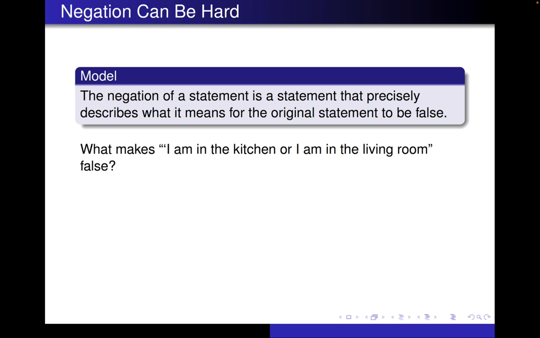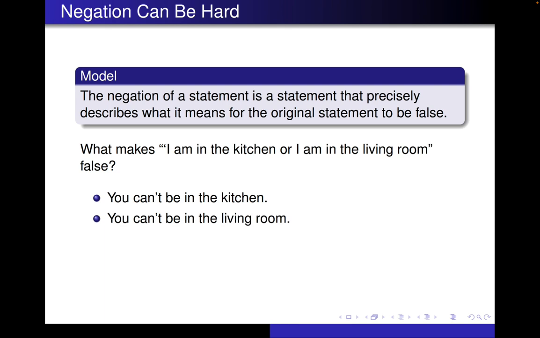So the question is, if I'm to describe what it means to be false, well, it's going to be true when one of those is going to be true. So for instance, if I'm in the kitchen, then the original statement is going to be true. So if that statement has a chance of being false, I can't be in the kitchen, right? If I happen to be in the living room, and I don't even care what's going on in the kitchen, if I'm just in the living room, then that original statement is going to be true. So if I want to say what it means for that statement to be false, I can't be in the living room either. So I can't be in the kitchen, because if I were, that statement's going to be true. I can't be in the living room, because if I am, the statement's going to be true again.